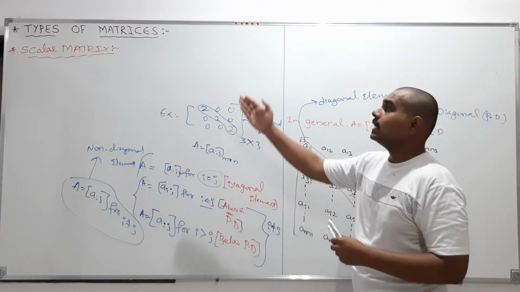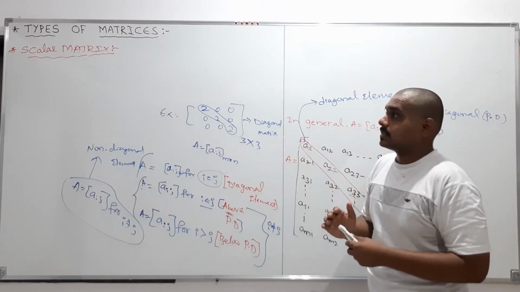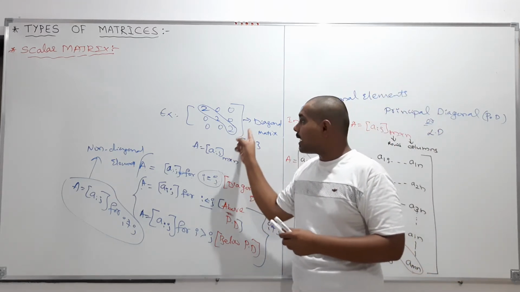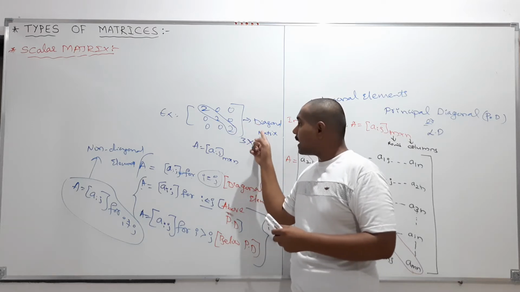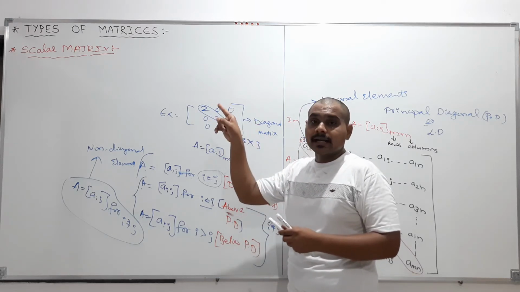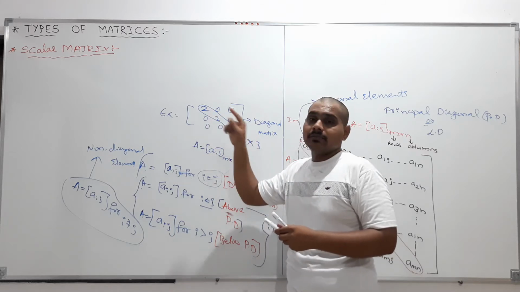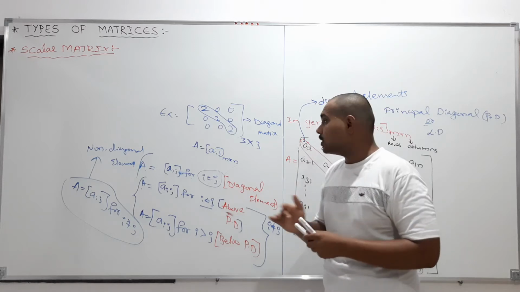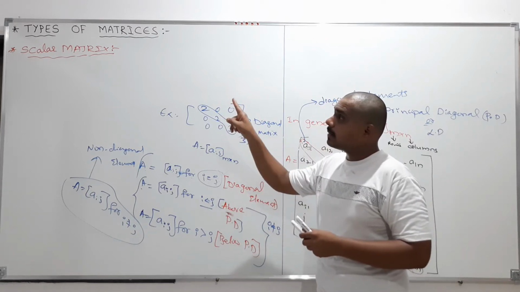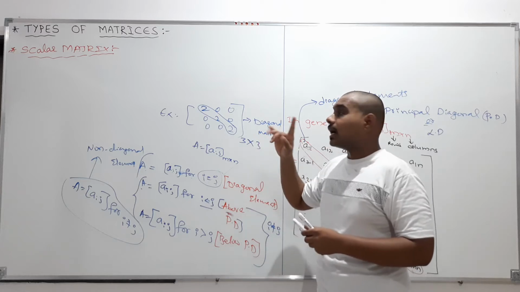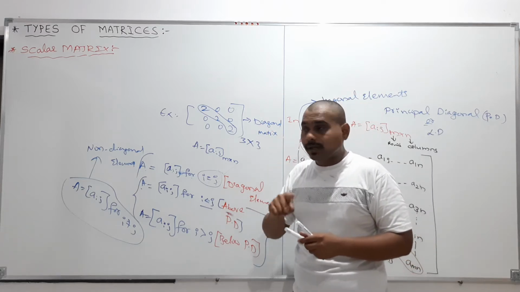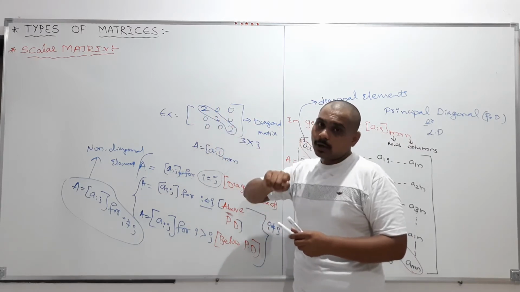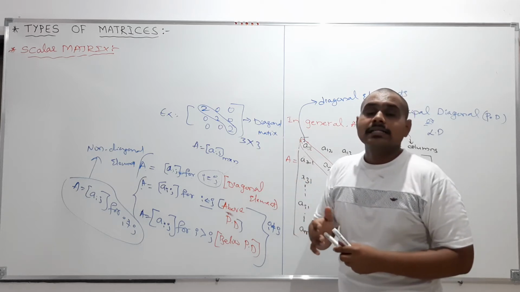And now I am discussing what is meant by the scalar matrix. So a scalar matrix is nothing but a diagonal matrix. A diagonal matrix is said to be a scalar matrix if all diagonal elements are equal. Then we can call it a scalar matrix. I'll repeat the definition: a diagonal matrix is said to be a scalar matrix if all diagonal elements are equal. Then such a matrix we can call a scalar matrix.